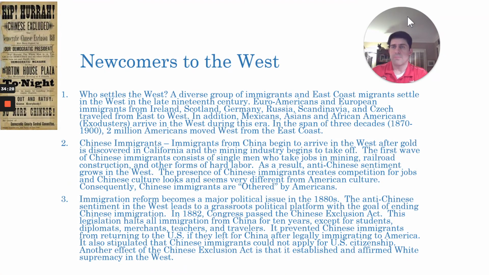If you take a look in the upper left-hand corner of the screen, this is a newspaper headline right after the Chinese Exclusion Act is passed in 1882, and you can see the large, bold type lettering. It says, "Hip, hurrah, Chinese excluded, Democratic Chinese exclusion bill from your Democratic president." Chester A. Arthur, incidentally, was the president of the United States who signed the Chinese Exclusion Act into law in 1882 after it was passed by Congress.